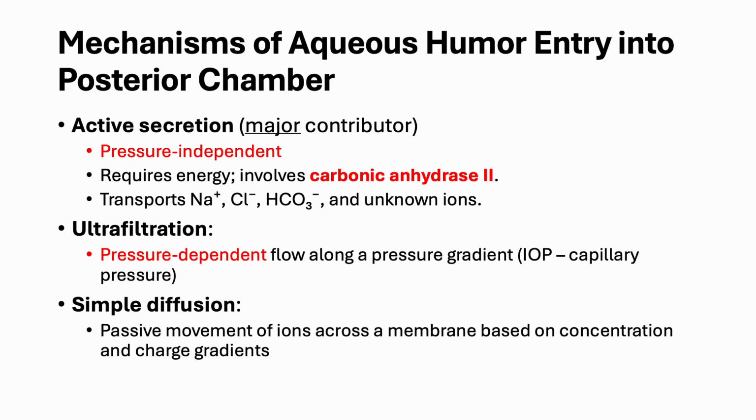The second mechanism is ultrafiltration, which is pressure dependent. It relies on a pressure gradient between intraocular pressure and capillary pressure, allowing fluid to passively move through fenestrated capillaries in the ciliary stroma. Finally, simple diffusion contributes a smaller portion of aqueous production. This is a passive process where ions move across cell membranes based on concentration and charge gradients. Together, these mechanisms maintain a steady and regulated flow of aqueous humor, crucial for intraocular pressure homeostasis.